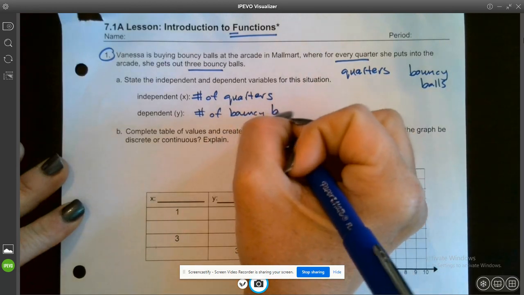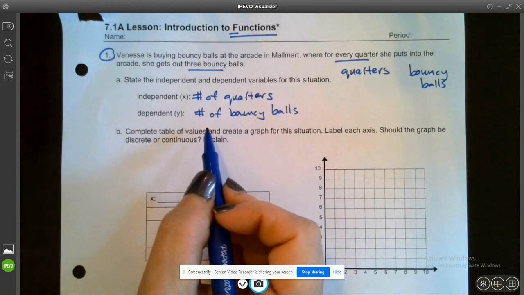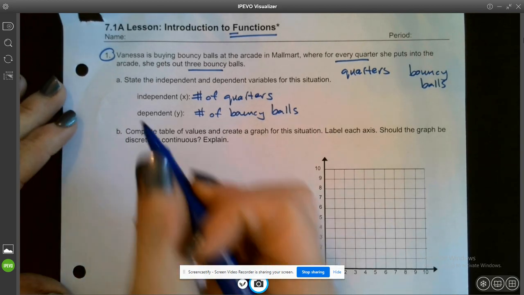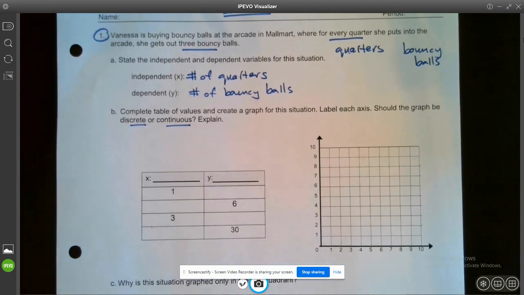So remember, if we put in 1 quarter, we get 3 bouncy balls. If we put in 2 quarters, then we've got, holy smokes, 6 bouncy balls. That's awesome. You can bring one to your math teacher. Super cool. All right, so we're going to complete the table of values, create a graph, label each axis, and then we're going to talk about the graph, if it should be discrete or continuous. Ooh, we talked about this. I think this was back in module 2.